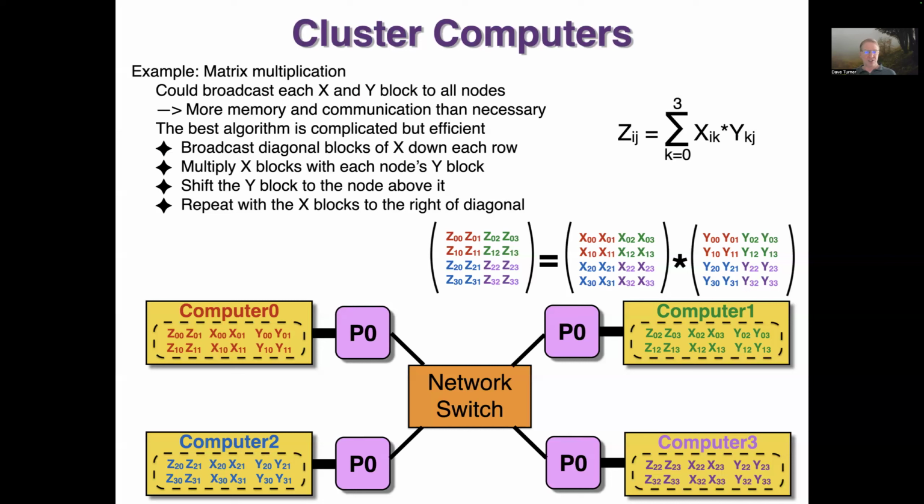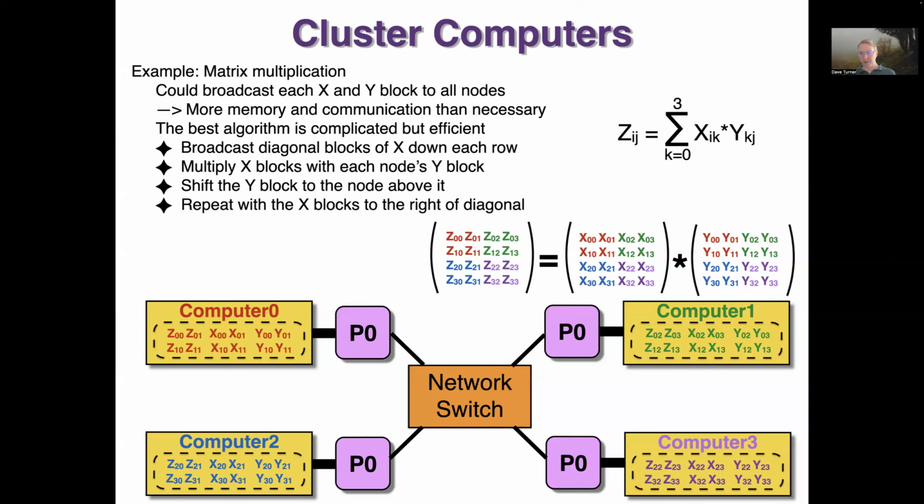And that's, you start by broadcasting the diagonal blocks of X down each row. So the diagonal blocks of X would be the X0 through X11 there, as well as the purple X2 through X33. And then you multiply those X blocks by each node's Y blocks, and then you shift the Y blocks to the node above it, and then you repeat with the X blocks to the right of the diagonal.